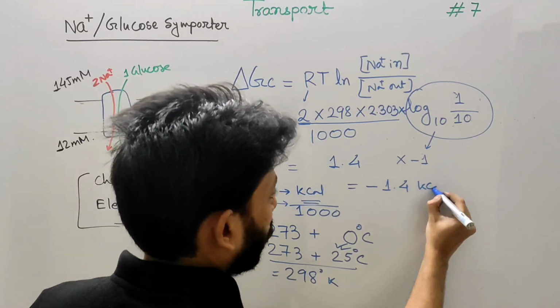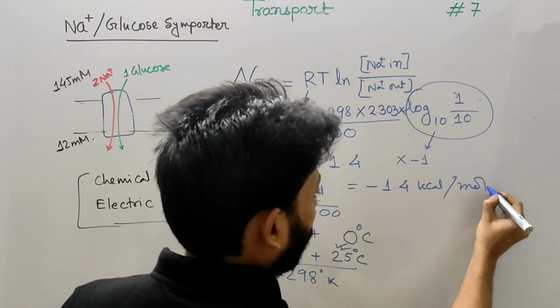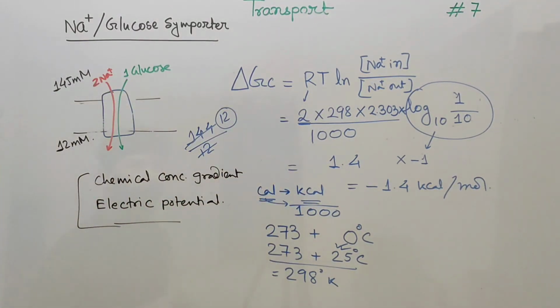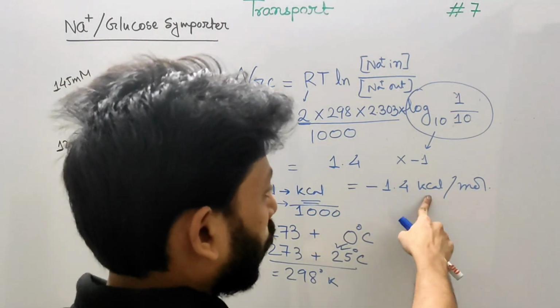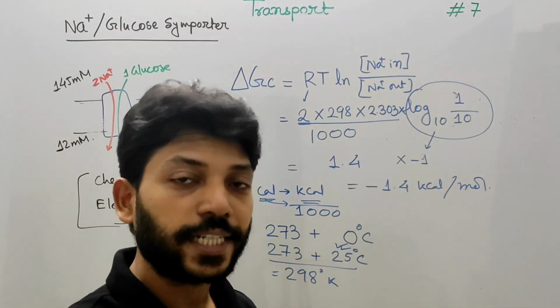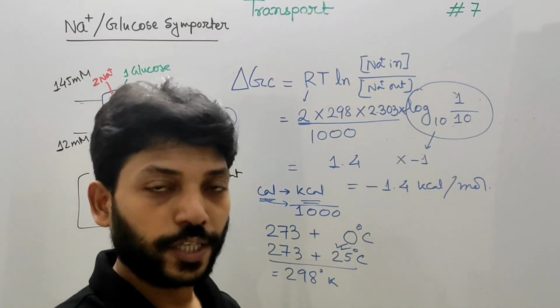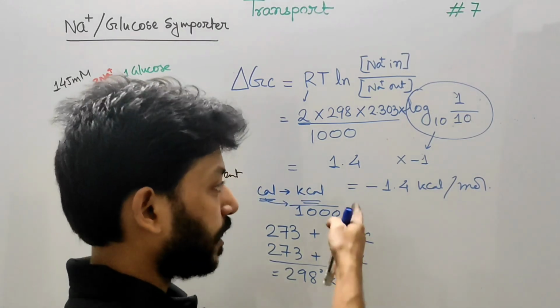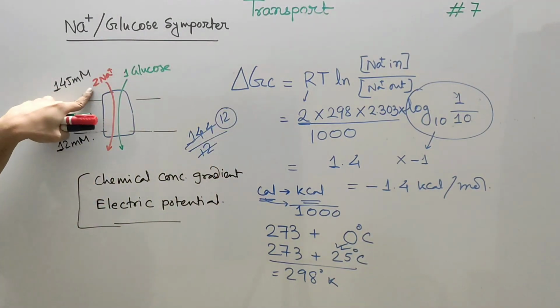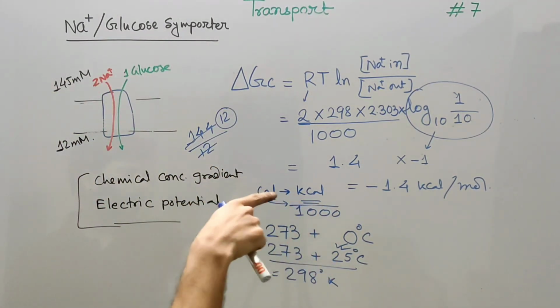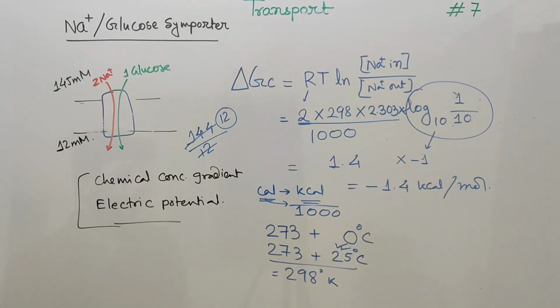-1.4 kilocalorie per mole. That means when 1 mole of sodium enters inside the cells, due to only the concentration gradient, it will generate 1.4 kilocalorie. The minus sign indicates that it will generate energy. It is energetically favorable. So minus 1.4 kilocalorie, for 1 mole of sodium it will generate 1.4 kilocalorie. This is only for the chemical concentration.